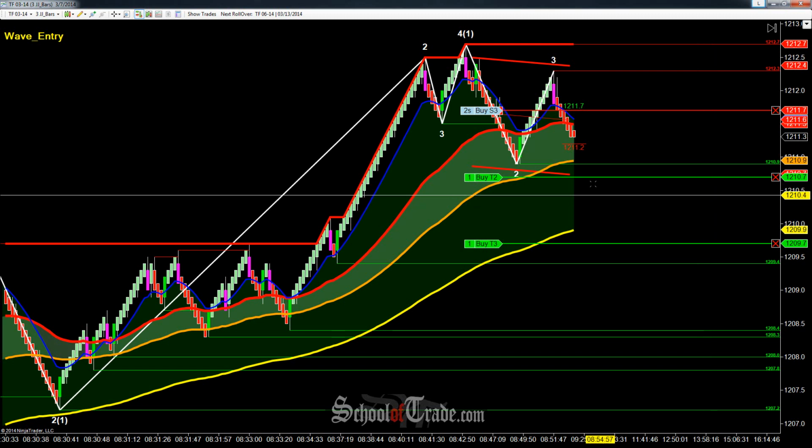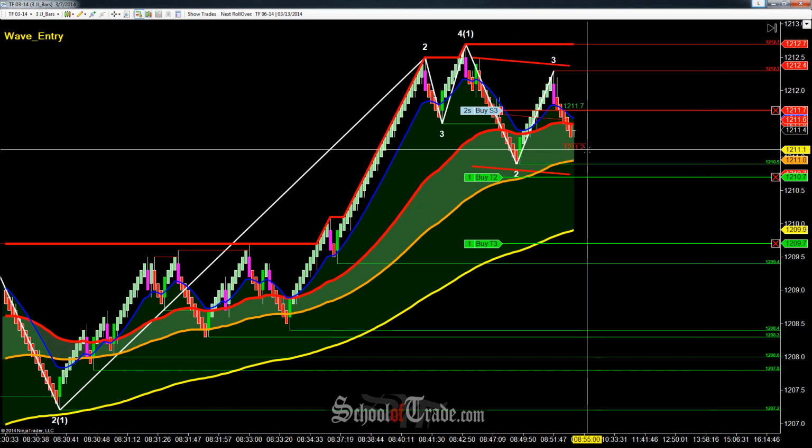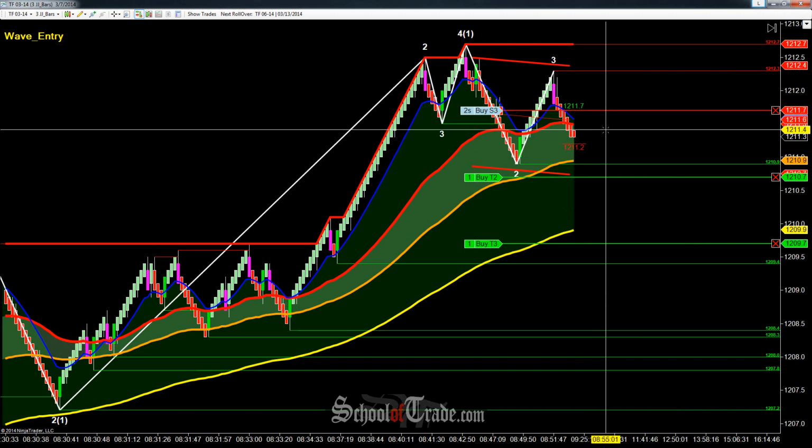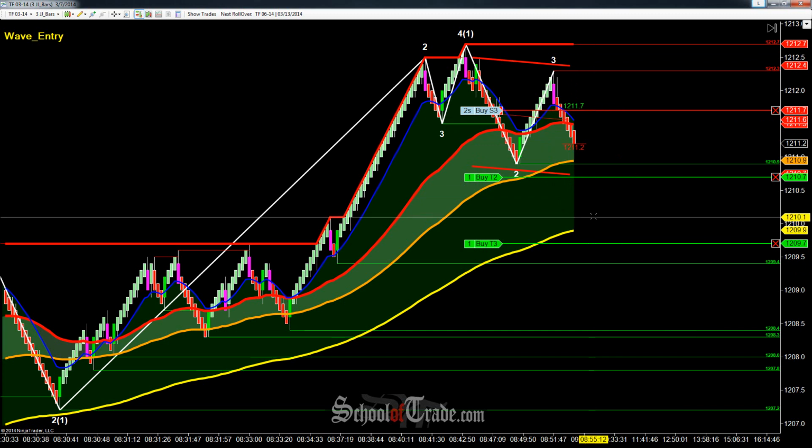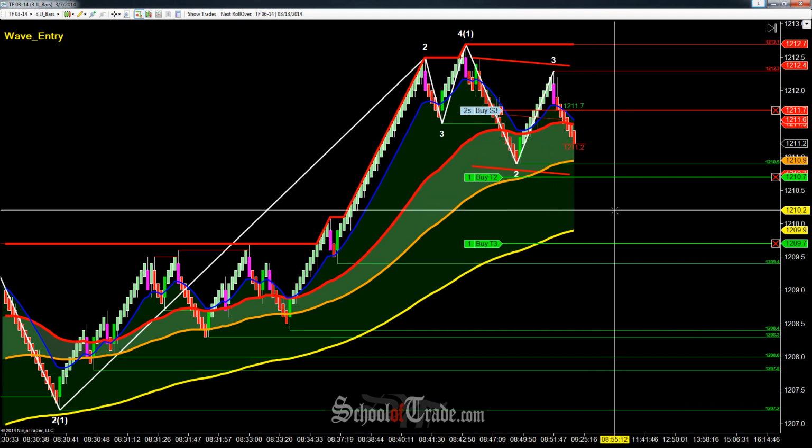All right, we're back. We just had that first target filled there. So we got plus 5 locked up. Now, stop automatically moves to break even just to lock out the rest of the risk. And again, we're looking to the downside a little bit further to 1210.7 for the 10-tick target and 1209.7 for the 20-tick target. So we are quite a bit before the market actually opens for 9:30.